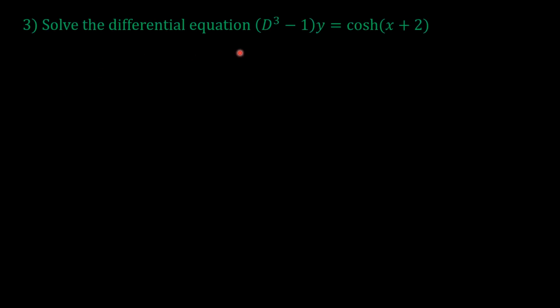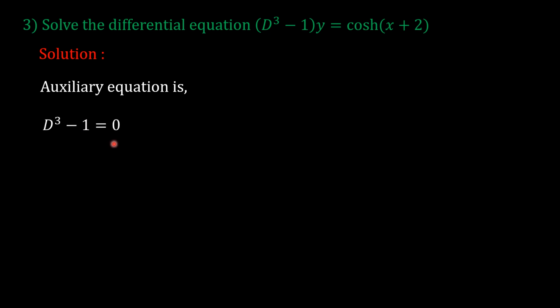Solve the differential equation (D cube minus 1) y equal to cosh of x plus 2. This is the hyperbolic cosine function. Solution. The auxiliary equation is D cube minus 1 equal to 0. Roots are 1, minus 1 upon 2 plus i root 3 upon 2, and the third root is minus 1 by 2 minus i root 3 upon 2. So there are a total of 3 roots, out of which one is real and 2 are complex roots with alpha equal to minus 1 by 2 and beta equal to root 3 upon 2.